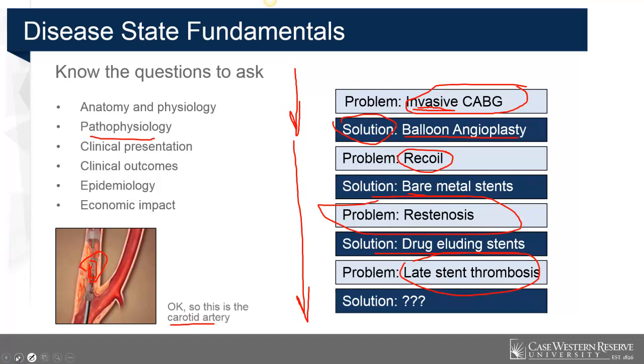So simply by walking through this series of problem and solution, and trying to characterize it in terms of the disease state fundamentals, you gain a real sense of the condition and start to think about why, and whys are great catalysts for helping us be creative, asking questions and questioning the status quo.